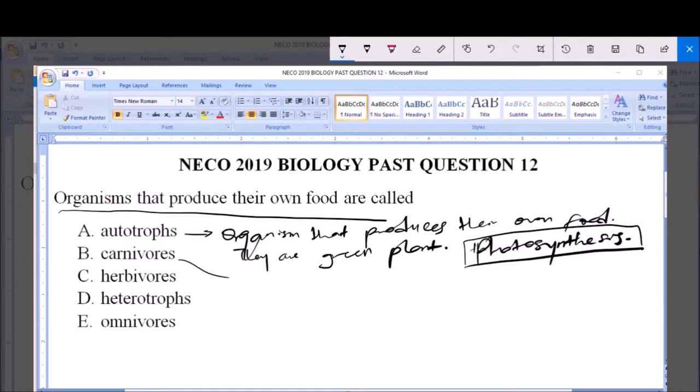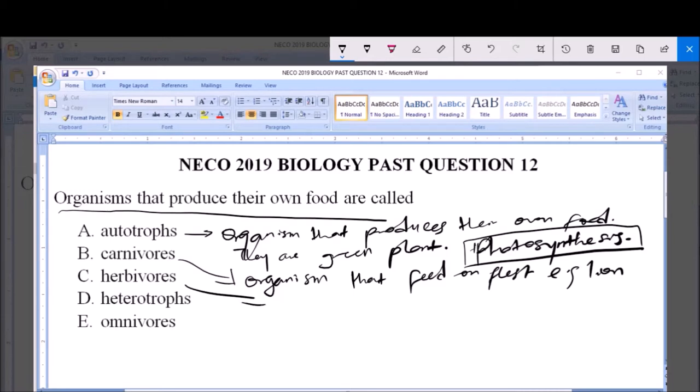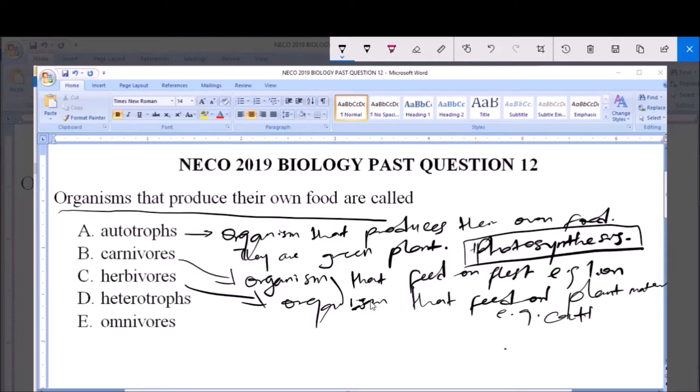Now option B says carnivores. Carnivores are simply organisms that feed on flesh or animals. Examples are the lion, tiger, leopard, and the rest. Now option C says herbivores. Herbivores are organisms that feed on plant materials. Examples are cattle, goats, sheep, and so on.